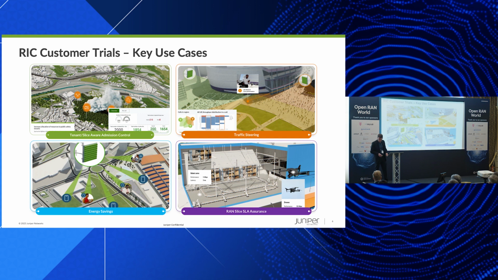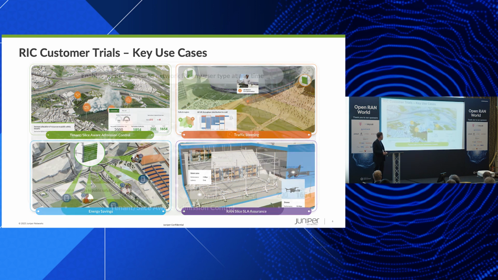So starting with the RIC. I'd like to talk about 4 different use cases that have been trialed recently. There are more than this, but highlighting these 4. So first category, and I'll dive into this, is about admission control. Next one is about traffic steering. Third is energy saving. And last but not least, the RAN slice SLA assurance.